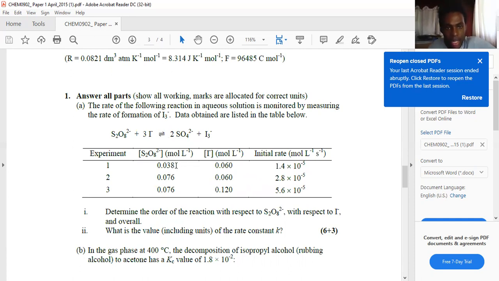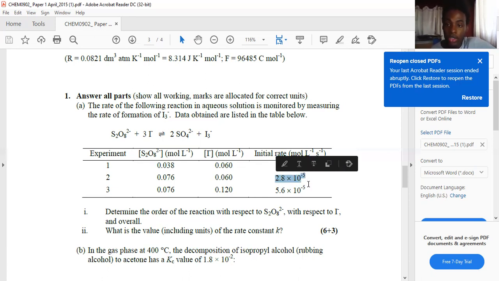Anything that you multiply the experiment one sulfate value by to get the experiment two sulfate value, if you're able to use that same number to multiply the initial rate for experiment one and you get the answer for the experiment two initial rate, that means it's a first order reaction, right?